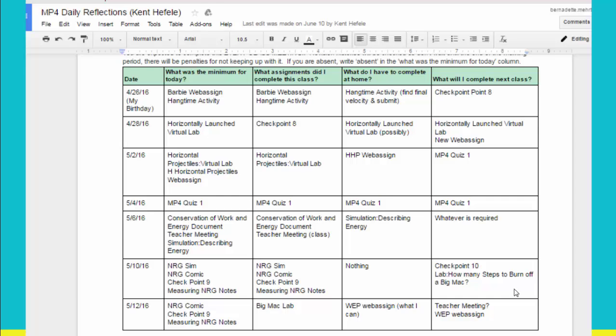You can adjust this reflection document to encapsulate whatever it is that you are concerned with in your class and what you feel students should really be reflecting on. But it is an important aspect to have them constantly aware of where they are and where they are headed.